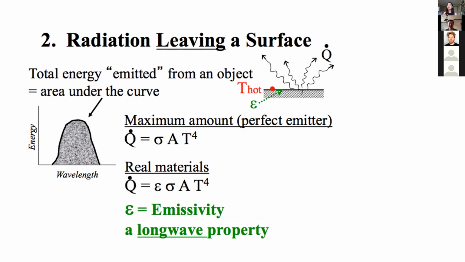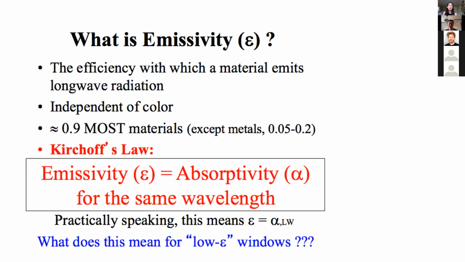Okay, so since perfect emitters is a conceptual framework, real materials are not perfect emitters. They have an emissivity coefficient, which is a long wave property. So emissivity is the efficiency with which a material emits long wave radiation. It is independent of color, and the emissivity of most materials is approximately 0.9. And that is for everything except for metals, which are 0.05 to 0.2. So Kirchhoff's law states that emissivity equals absorptivity for the same wavelength. So emissivity equals absorptivity for long wave radiation.